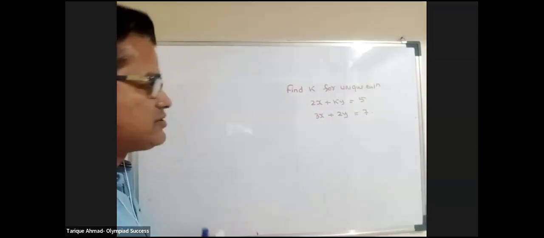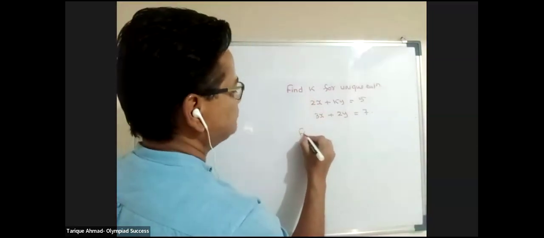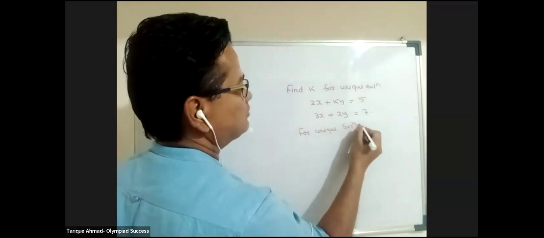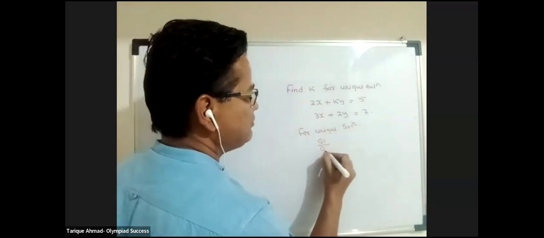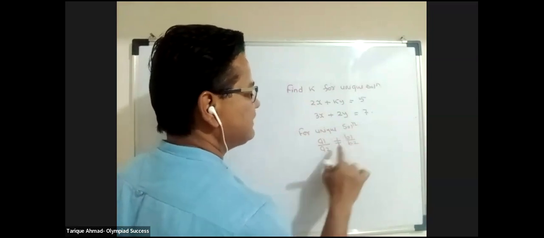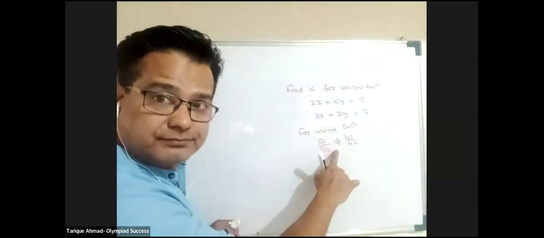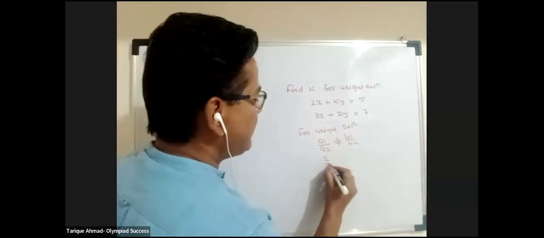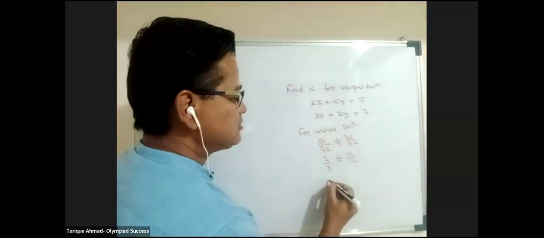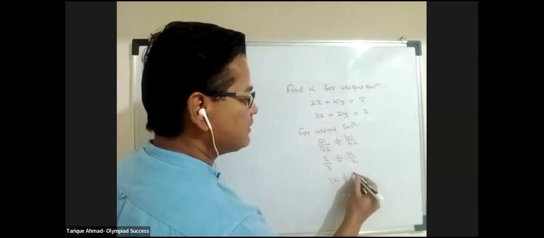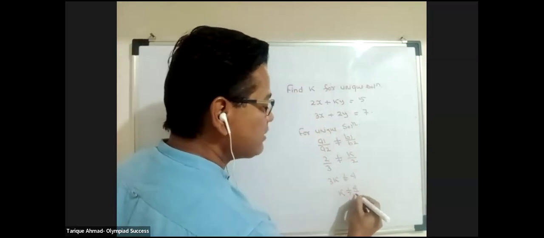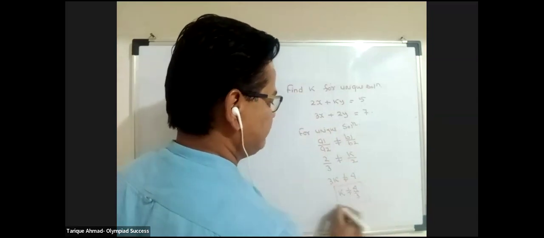See where you are making a mistake. For a unique solution, a1 by a2 should not equal b1 by b2. This is the condition. Should not. It means 2 by 3 should not equal k by 2. So 3k should not equal 4. So k should not equal 4 by 3.